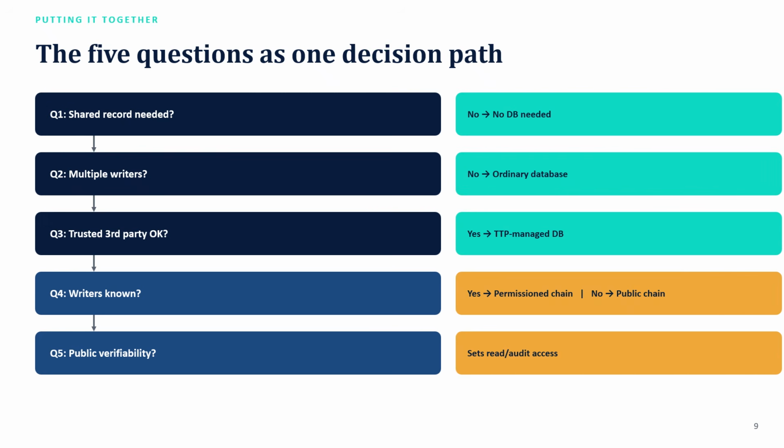Here is the whole path in one picture. Notice the shape. The first three questions are exit ramps: any no, or a yes in the wrong direction, and you walk away without blockchain. Only questions 4 and 5 are forks, because by then you already know you need a blockchain.